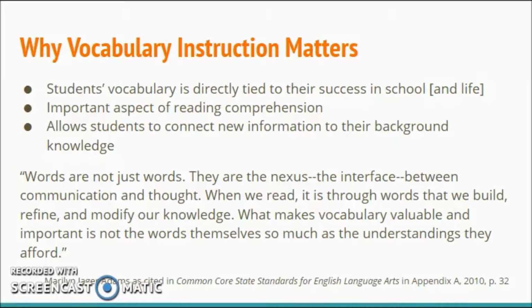We'd like to take a moment to review why vocabulary instruction matters. As we indicated throughout this series, student success in school and life is connected to the words students encounter and understand, and more importantly, the words students are able to use in their spoken and written language.